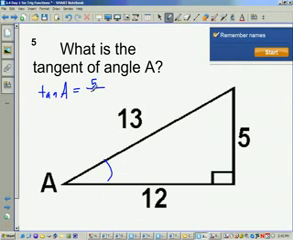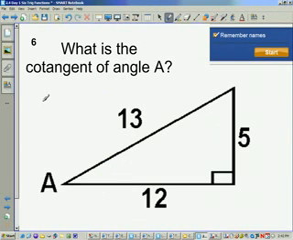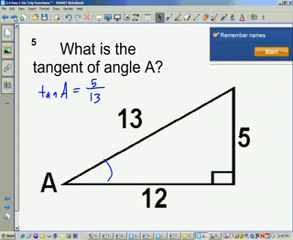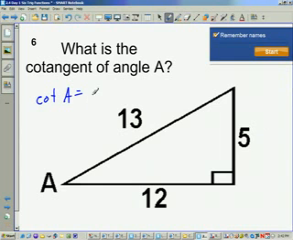So now if we wanted to find the tangent of angle A, tangent of angle A is the opposite, which is 5, over the hypotenuse, which is 13. The cotangent of angle A, we know the cotangent is, did I do that right? I didn't do that right. So I made a mistake. I just went through that real quick. Opposite over adjacent, adjacent would be 12. Now, if I look at this, cotangent of angle A, I have adjacent over opposite, which is 12 over 5.